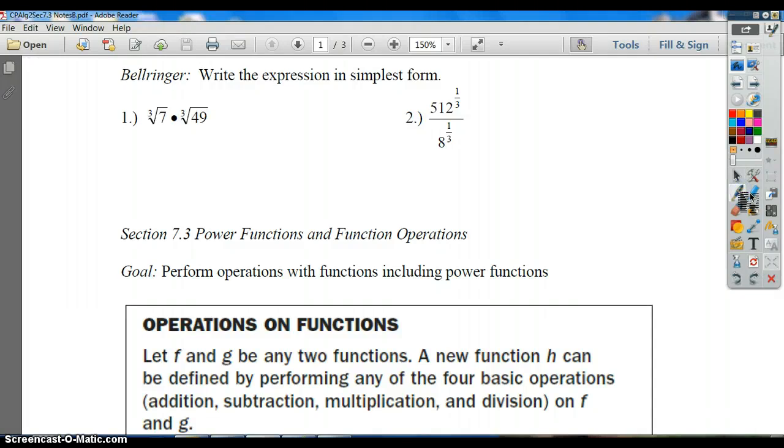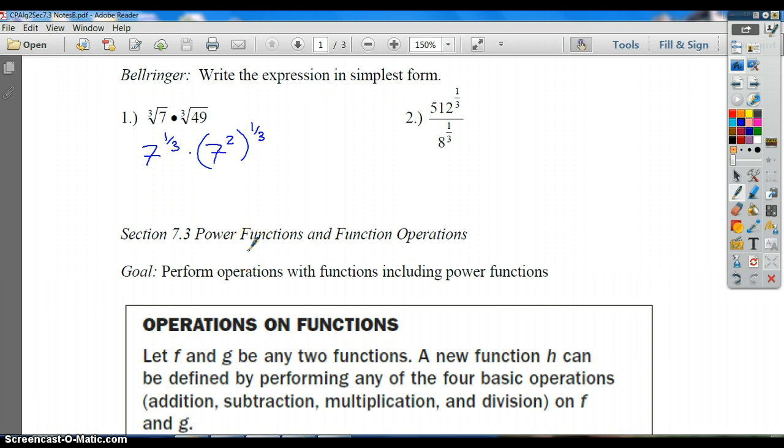Okay, ladies and gentlemen, welcome to 7.3. We're going to go through the warm-up here first, which is the bell ringer. Write the expression in simplest form. Probably the most simple way to do this would be to rewrite your numbers with straight up exponents. Get rid of those cube roots.